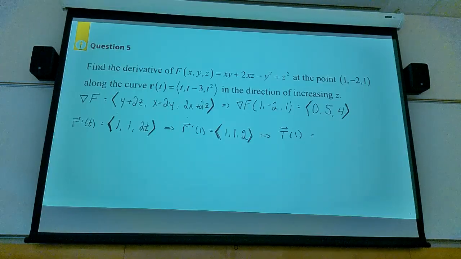What is the magnitude of r prime? And remember, t is 1, so what's the length of r prime of 1? Root 6. So 1 over root 6 times r prime of 1. And I don't need to worry about writing that 1 over root 6 inside, because I'm going to be doing a dot product, right?